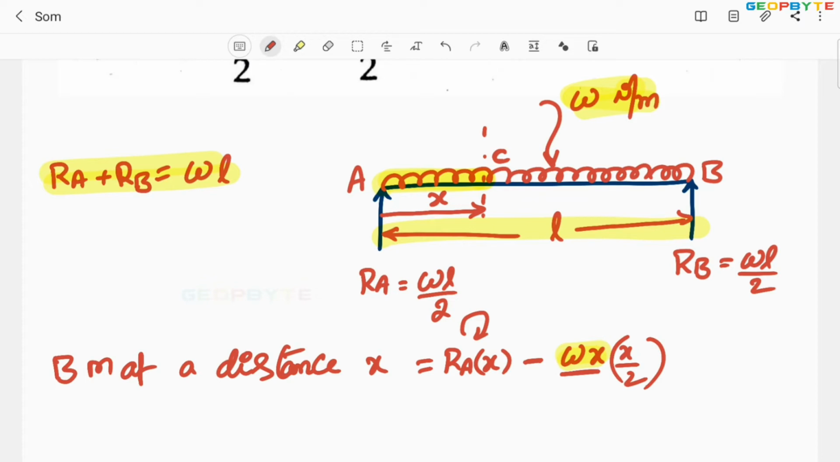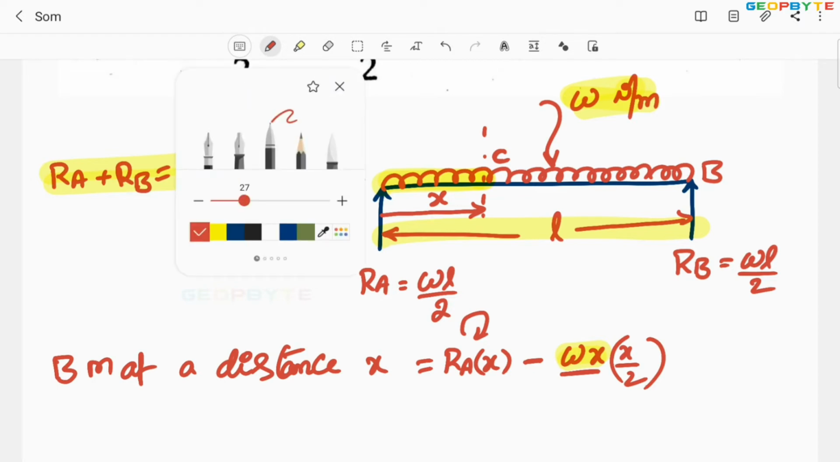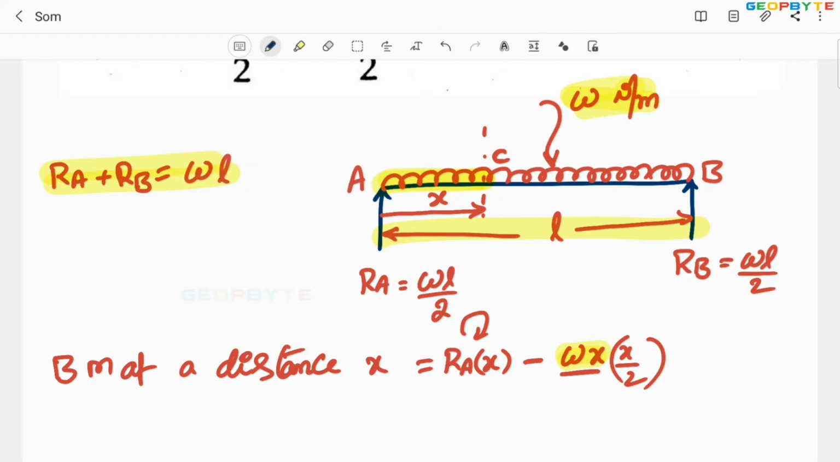After getting the point load from the UDL, assume that the resultant point load is acting at the middle of the AC. Middle of the AC means somewhere here. From that point to the distance up to C, you have to take the bending moment, that is x by 2. So anyhow, RA equals WL by 2.